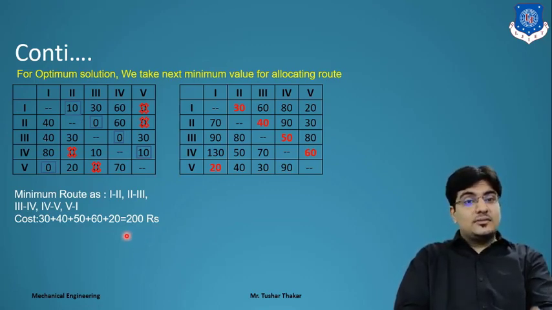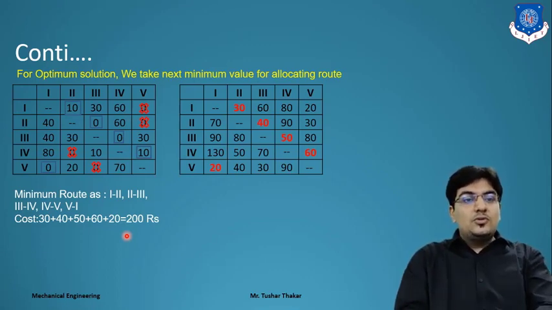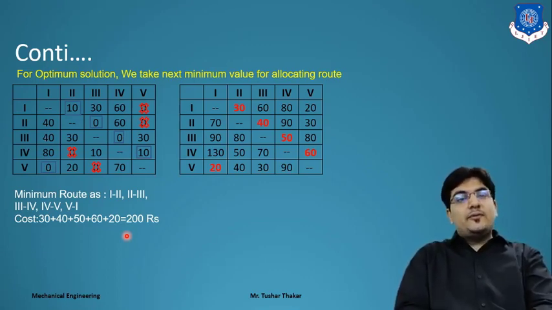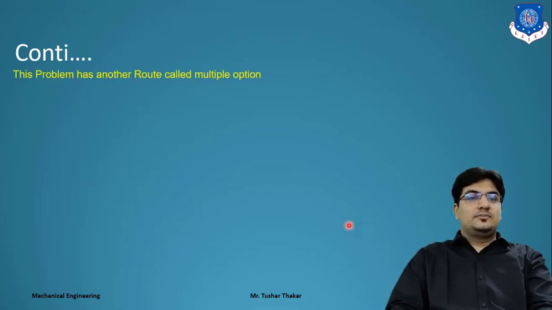But in the last consideration he only picked up at point 1 and point 5. He didn't go to areas 2, 3 and 4. So that is a big loss for the school. The students at areas 2, 3, 4 and 5 never reach the school. So the minimum route to make a closed loop is 1 to 2, 2 to 3, 3 to 4, 4 to 5 and 5 to 1. The cost is equal to 200 rupees. Clear?